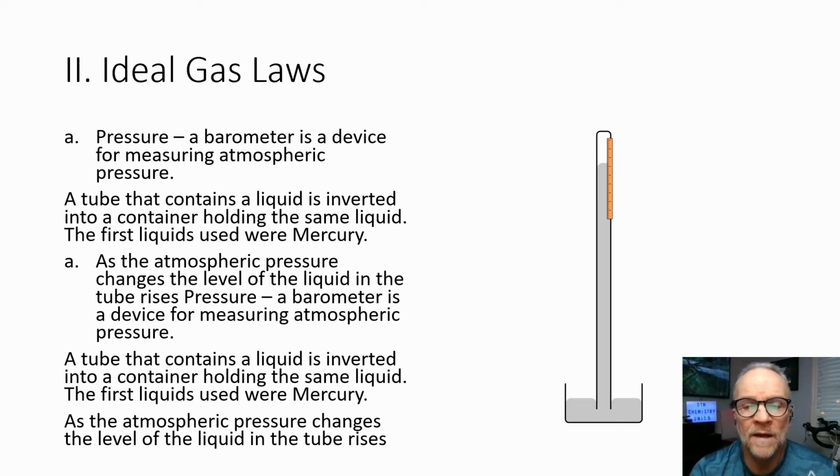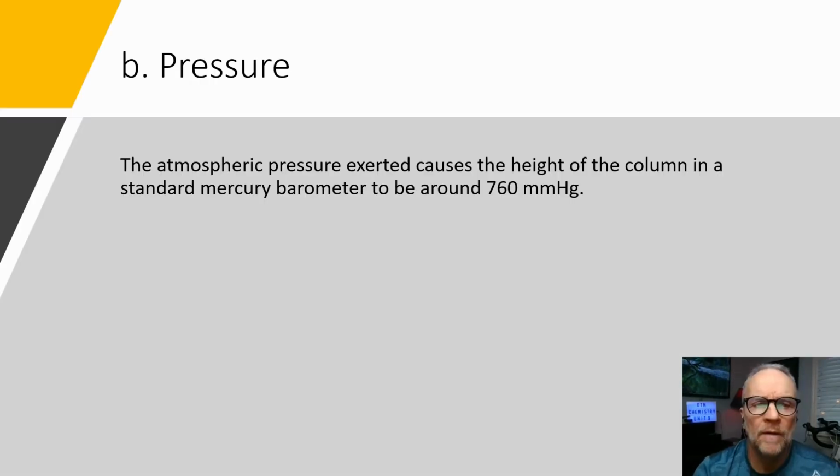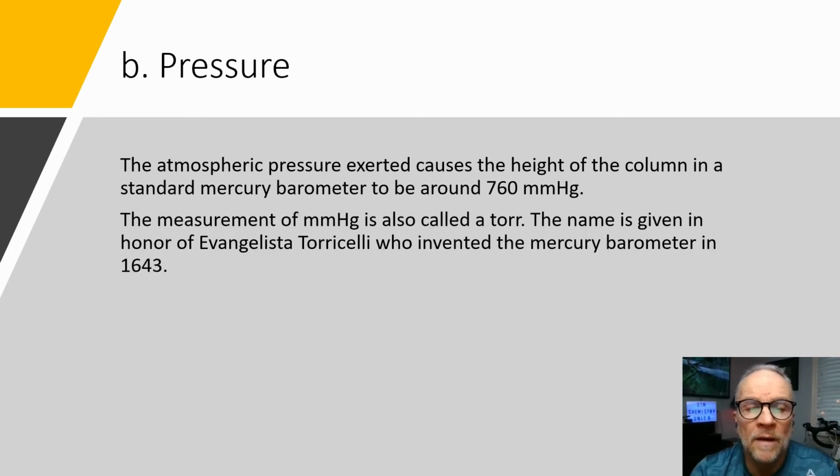And you can write all this down to help you remember how this works and pause the video accordingly. The atmospheric pressure exerted causes the height of the column in a standard mercury barometer to be around 760 millimeters of mercury. We also call that measurement torrs. So instead of 760 millimeters of mercury, you'd say 760 torrs. It means exactly the same thing.